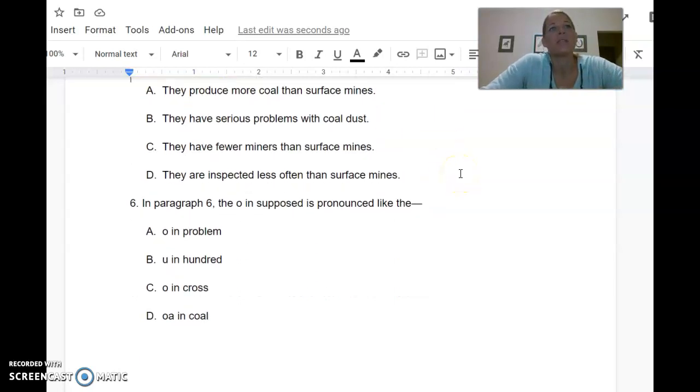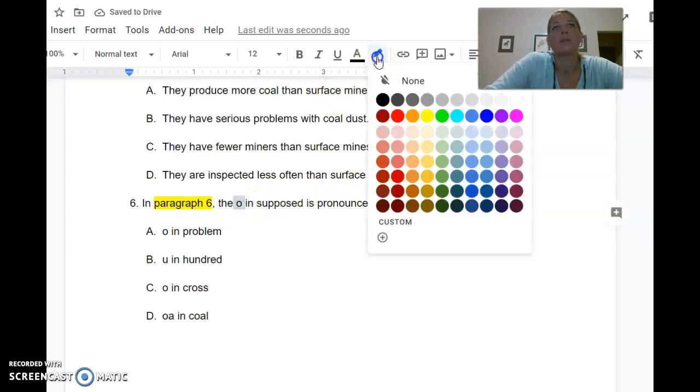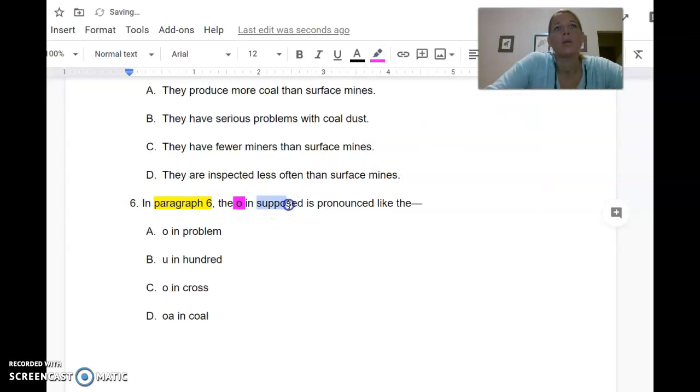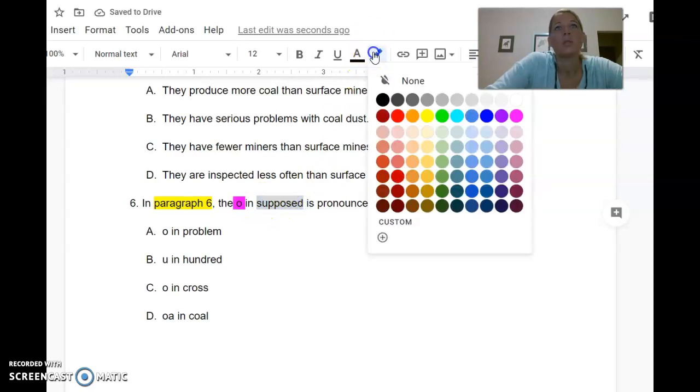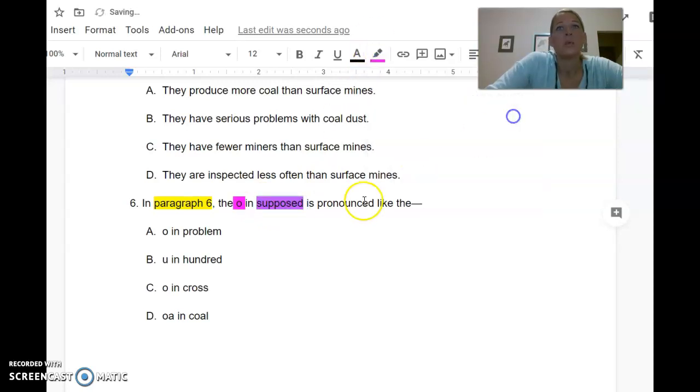And then we have number 6, and this is the last question that goes with passage number 1. In paragraph 6, remember when it tells us exactly where to look, that's always an important thing to remember. It helps us not search the whole passage. The O in the word supposed is pronounced like the, and then it gives you your options, okay?